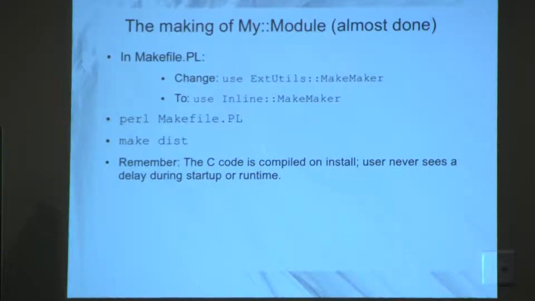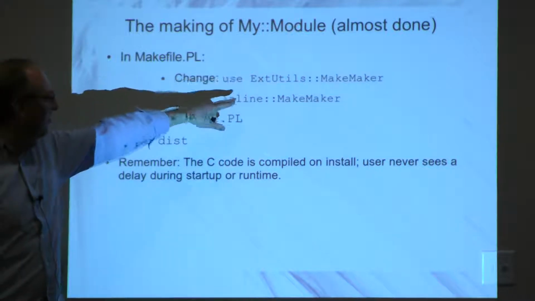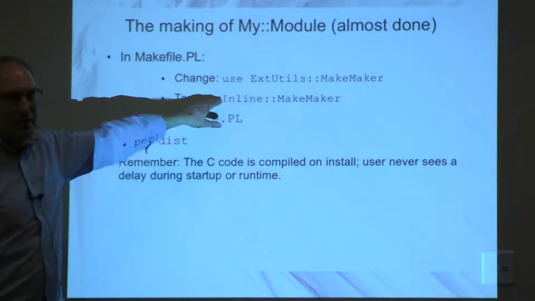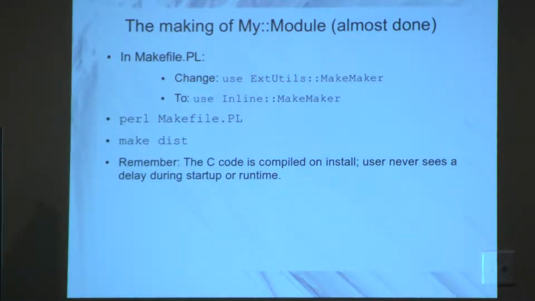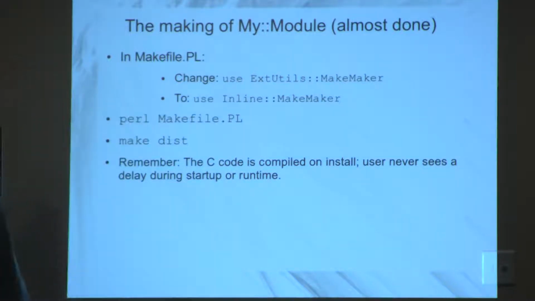If you've put modules on CPAN before, you might be thinking, well, how am I going to communicate to the CPAN installers that we're not using ExtUtils::MakeMaker? In the metadata's configure requires section inside your Makefile.PL, you have to tell it that Inline::MakeMaker is needed. And then the CPAN installers will pull that in automatically.